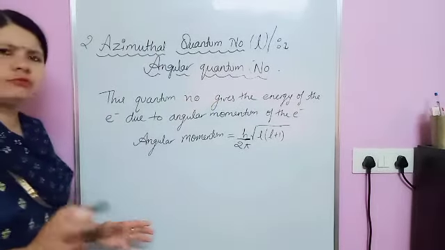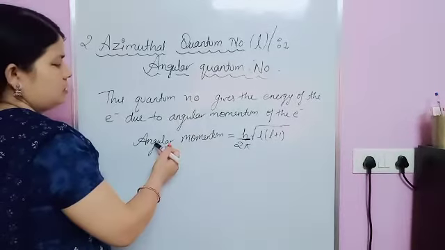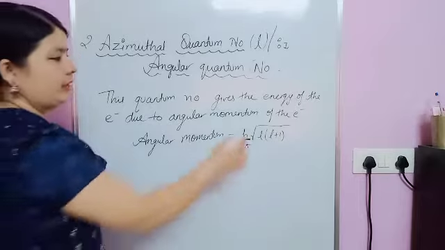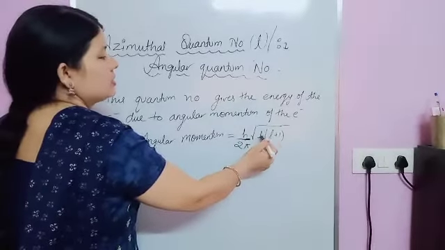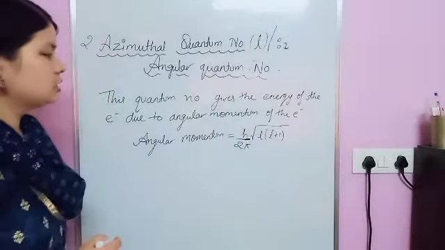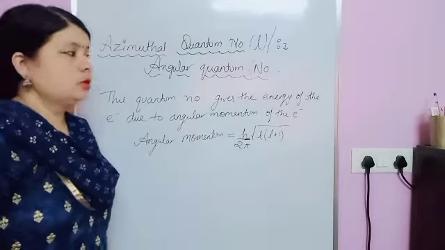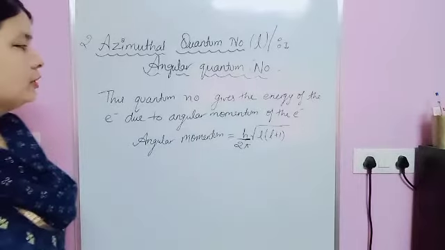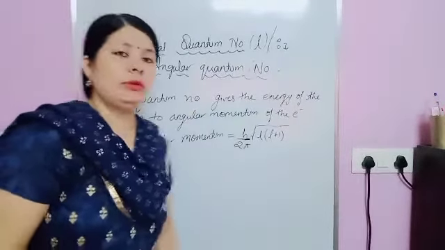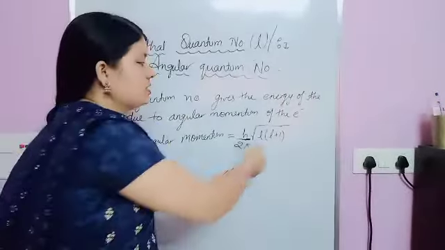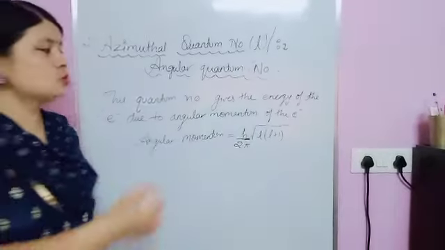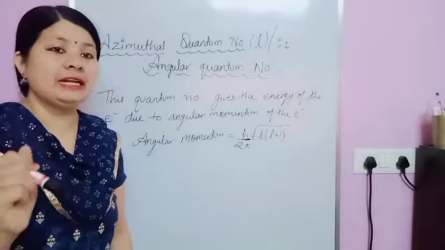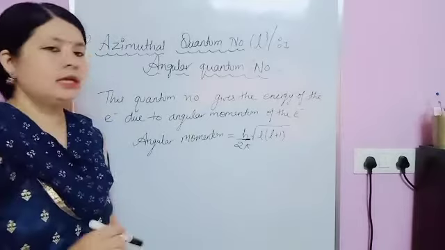Now for this we have one formula, that is the angular momentum is equal to h upon 2 pi, under root, that is L in bracket L plus 1. This one is the formula of angular momentum. With the help of this you can easily calculate the energy of electron, but that is due to angular momentum. Now remember one thing, this value of angular momentum depends only upon L, independent of value of n. सिर्फ L की value पे depend कर रहा है, n पे ये independent है.